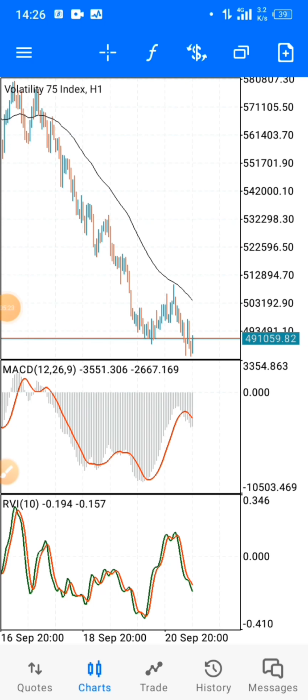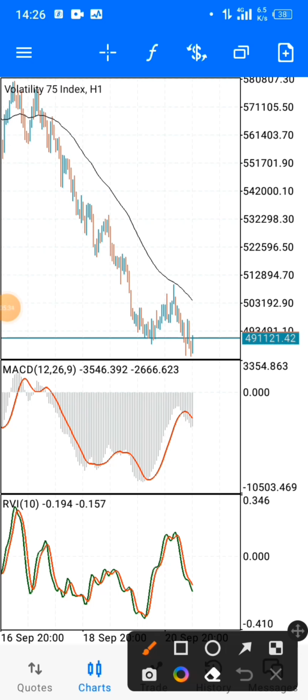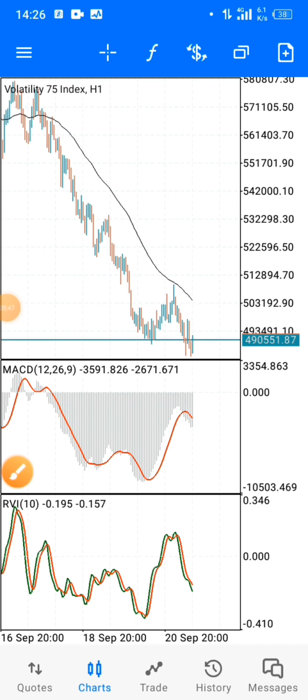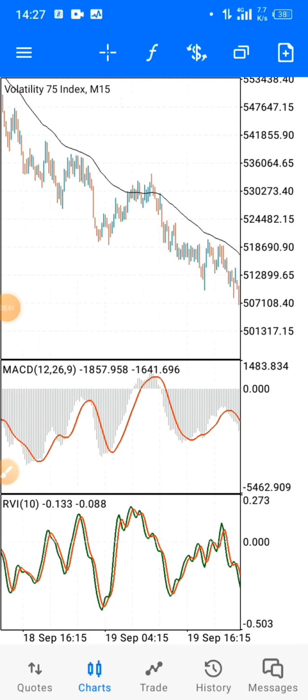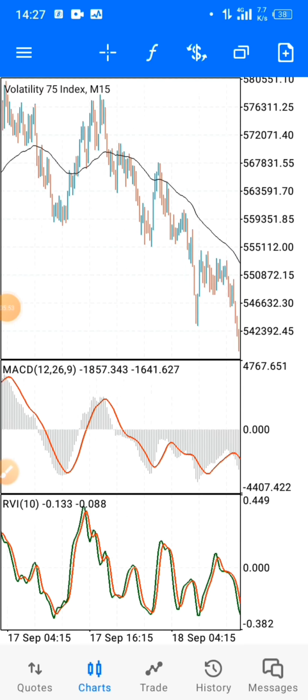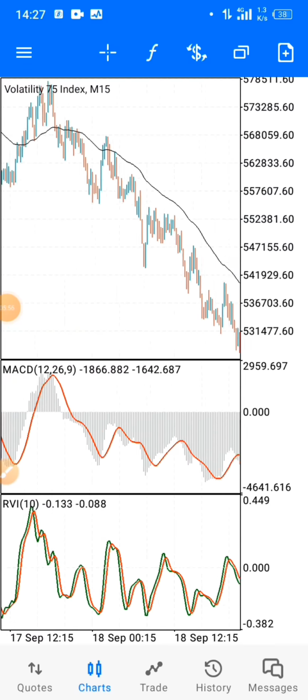So right here on the H1, firstly, to confirm the trend, it's a sell, it's in a downtrend, because the candlesticks are below the 50 moving average and the MACD histogram is below the level 0. So that's what you'll be doing. After seeing this, I go to my M15 right now, and that's when I start looking for my sell opportunities.